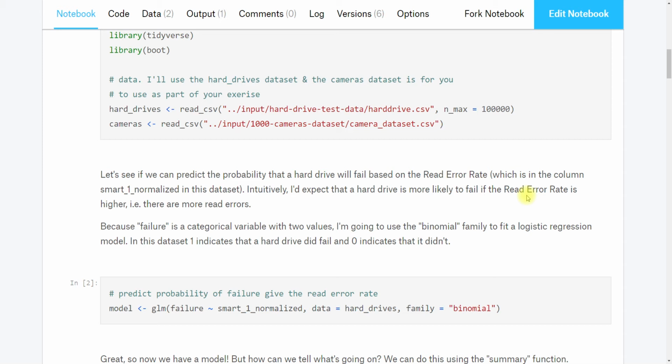reasonable to me. So we're looking at whether or not a hard drive fails, which is categorical and has 2 values. So I'm going to use the binomial family when I fit my logistic regression model. Some people have been asking about what you do when you have multiple outputs, and the answer is that's slightly more complicated than we're going to cover in the challenge, but you would not use the binomial family because the binomial family is for 2 outputs, and you can tell because it has the word bi in it for 2.